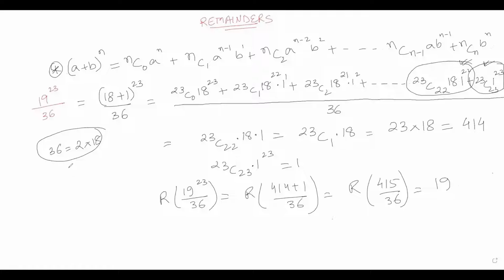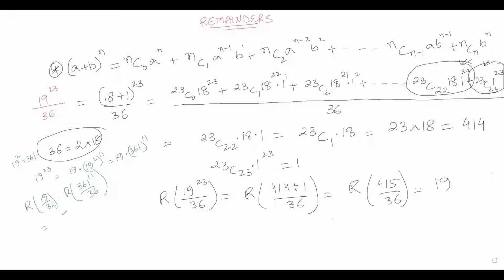Well, in this case, we can also find the remainder in a different way. I know 19 squared is 361, and 19 raised to power 23 can be written as 19 times 19 squared to the power 11, and this would be 19 into 361 raised to power 11. So the remainder when 19 raised to power 23 is divided by 36 would be the same as the remainder of 19 divided by 36 times the remainder of 361 to the power 11 divided by 36.